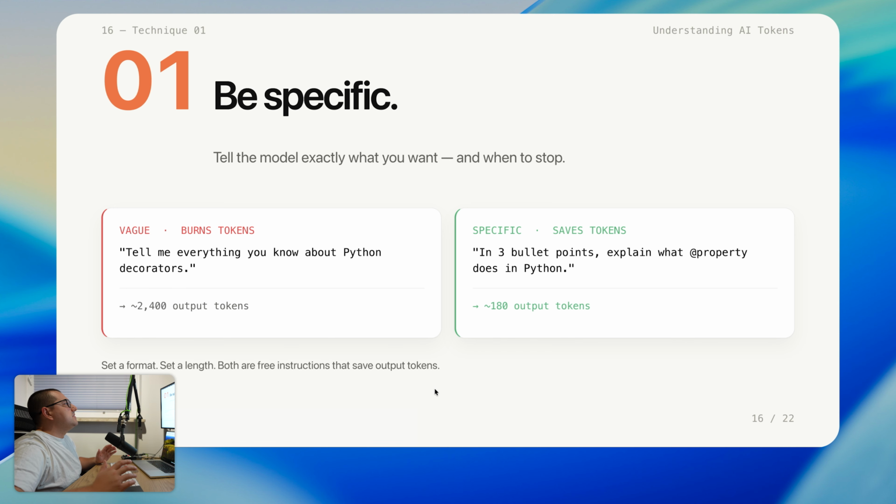So the first rule is to be specific. Usually when you ask something, you don't really need too much information. So instead of "tell me everything you know about Python decorators," which could take approximately 2,500 output tokens, we can rephrase it into something like "in 3 bullets explain what property does in Python." And it would cost you approximately 180 output tokens. This rule works everywhere. Try to say "provide me 3 bullet points," "provide me 10 examples," "provide me 15 use cases." Try to ask to limit the output that AI will give you. And only by this you can significantly decrease the cost of AI tokens.